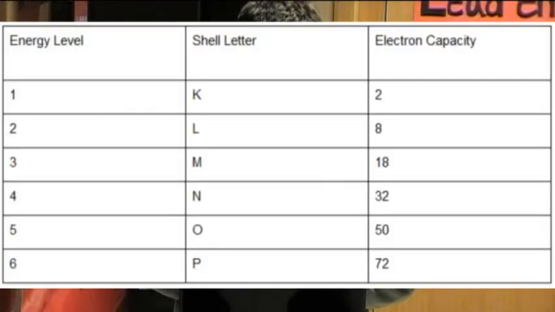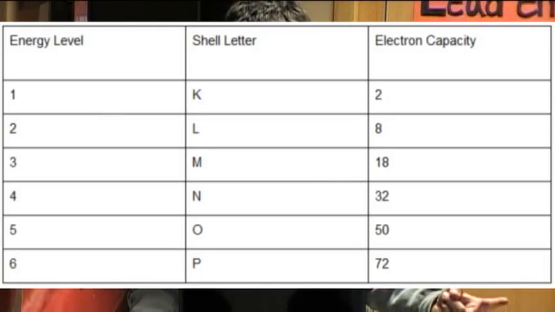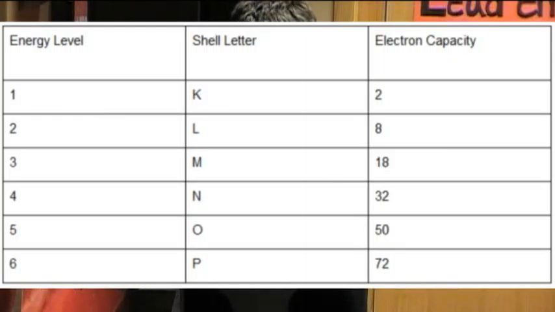The amount of electrons in each energy level is, the first energy level there's 2 electrons. The second energy level there's 8 electrons. The third energy level there is 18 electrons. The fourth there is 32 electrons. The fifth energy level there's 50. Then the sixth energy level, there's a big 72. Let me draw that out for you. 72. You got that? Good.